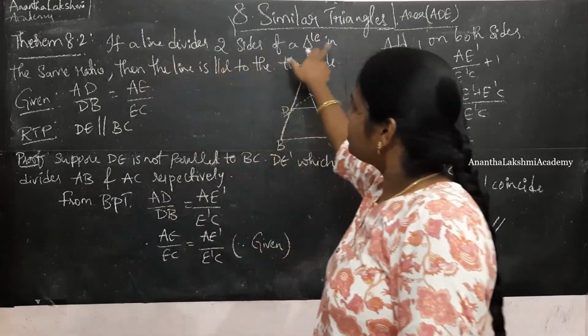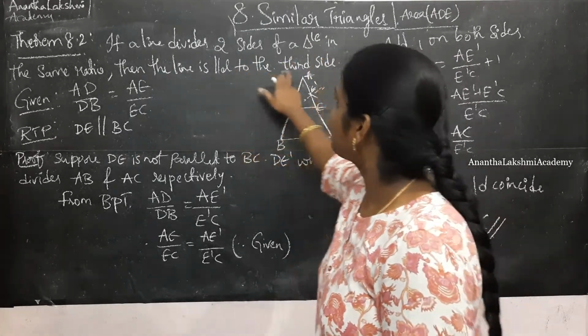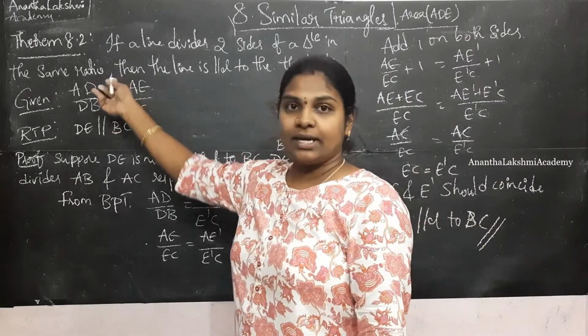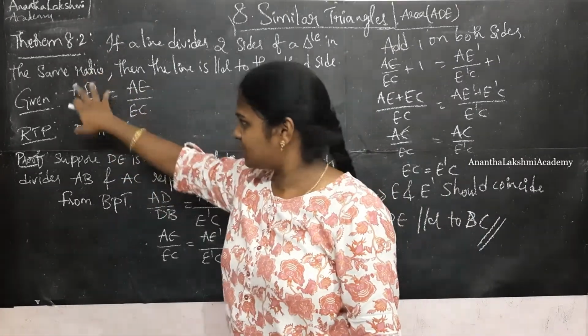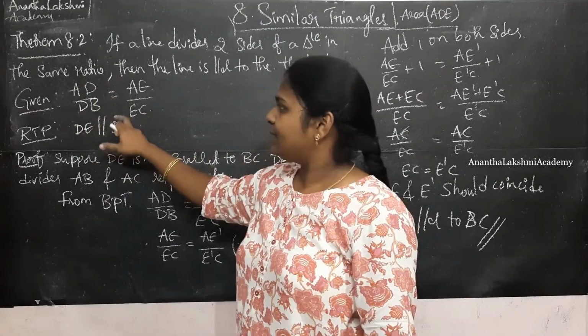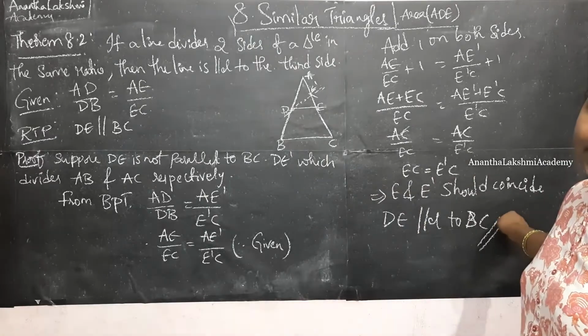So, if a line divides two sides of a triangle in the same ratio, then the line is parallel to the third side. So, by naming the triangle and with respect to the sides, if we give the notation, then given that AD by DB is equal to AE by EC, we are supposed to prove DE is parallel to BC. That is what we have proven.